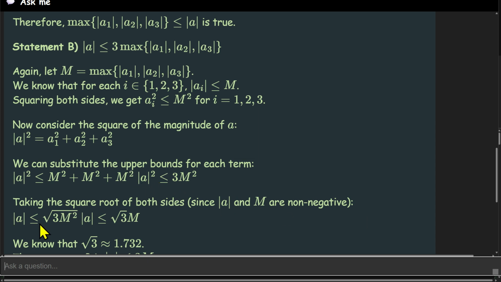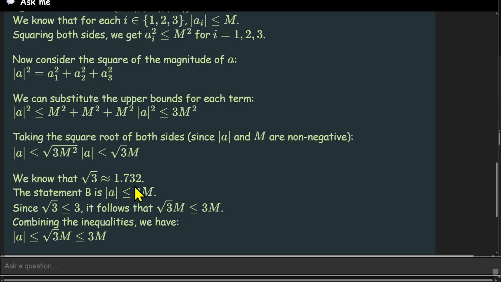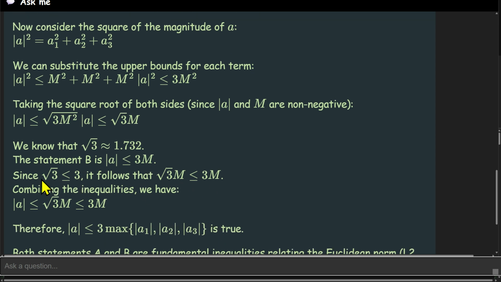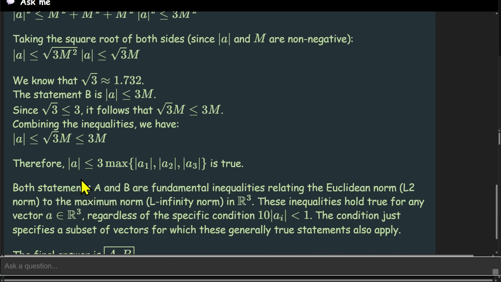तो mod of a क्या हो गया, स्क्वायर रूट ऑफ 3m स्क्वायर, मतलब mod of a लेस और इक्वल टू स्क्वायर रूट ऑफ 3 times m. और स्क्वायर रूट ऑफ 3 की वैल्यू क्या थी, 1.7. यही है ना स्टेटमेंट बी, क्योंकि स्टेटमेंट बी वहाँ पे क्या दिया है, mod of a less or equal to 3 times m. क्योंकि root 3 less or equal to 3, and obviously it follows that root 3 m is less or equal to 3m. So combining the inequalities, mod of a less or equal to root 3 m less or equal to 3m. So mod of a less or equal to 3 times maximum of mod a1, mod a2, mod a3 is true.